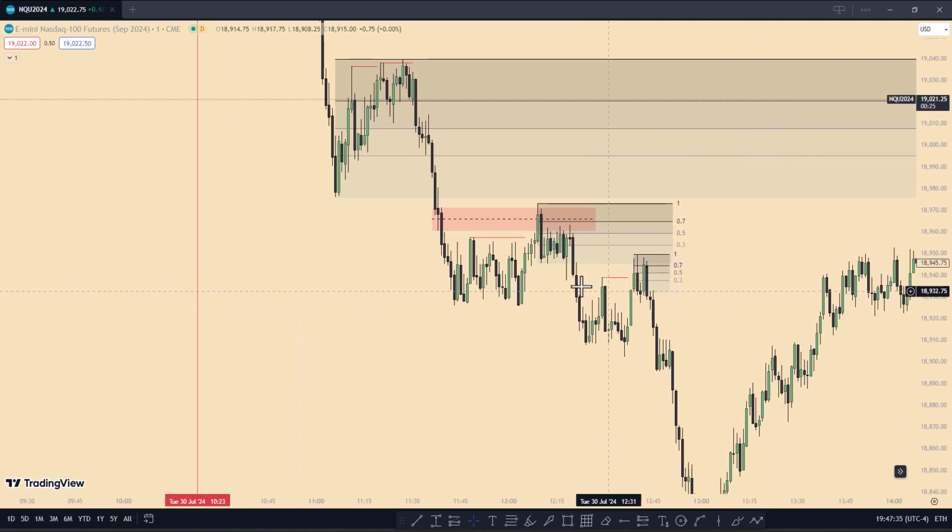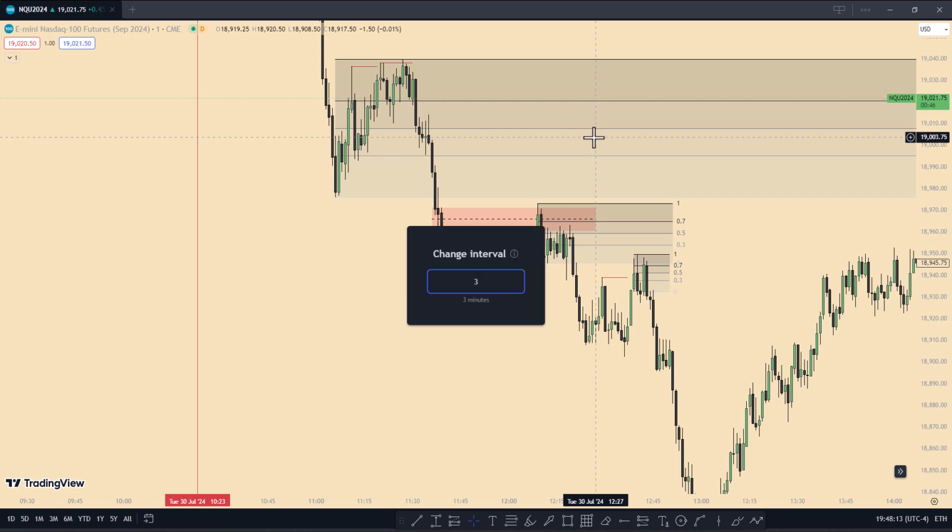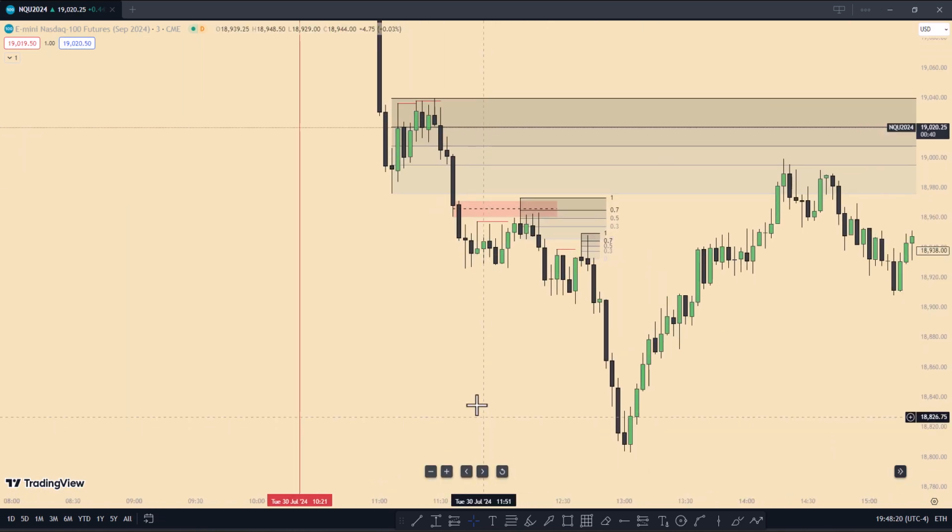So what you're gonna do is study the structure right here on the pullback and see if price is ready to go to the downside. As always, look for sweeps on all swings to the left, right? And then the CSS confirmation. So that tells you if price is ready to trade lower, or there is still room for a deeper pullback, right? If we go to the 3-minute time frame, we can see our pattern right here.